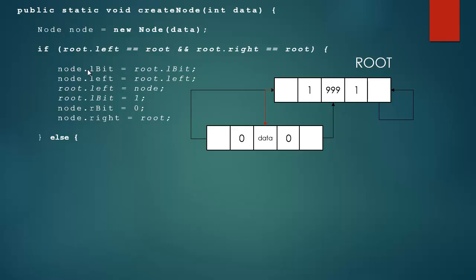Okay, so you said node.lbit. Now node.lbit is this one. Initially this value was 0. If you go to the previous slide, you'll realize this value is 0. So I initialized this to 0.